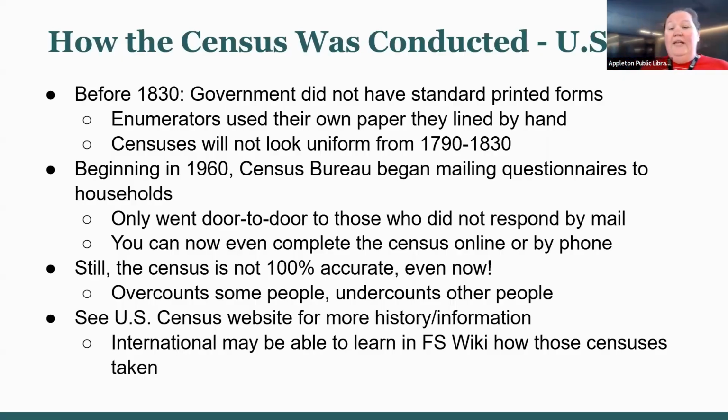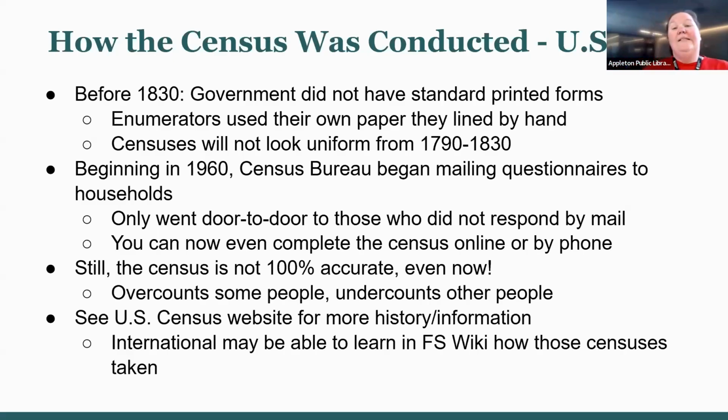So before 1830, the government didn't have those standard pre-printed forms like we see. So the enumerators had their own paper, they lined it by hand. And so when you're looking at those very early censuses, if your ancestors were here from 1790 to 1830, they're all going to look different because the enumerators had to make do with what they had.